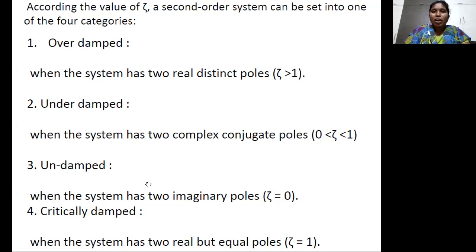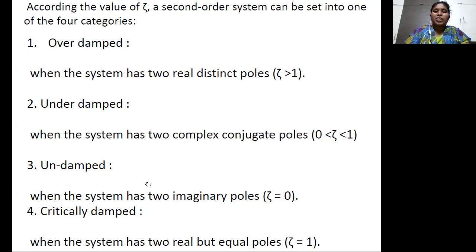If the zeta value is equal to 0, that means the damping ratio is equal to 0, and the system has two imaginary poles, then that system is called an undamped system, right? All of you know about imaginary poles. Imaginary poles are nothing but the values which are represented with j.